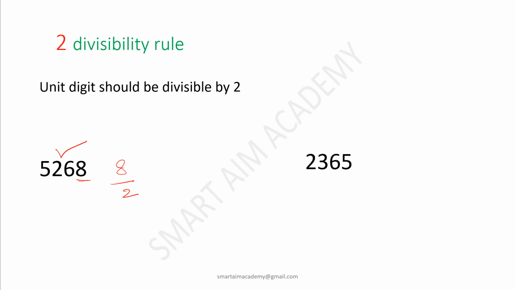Next, 2365. 5 is not divisible by 2, so the given number is not divisible by 2.